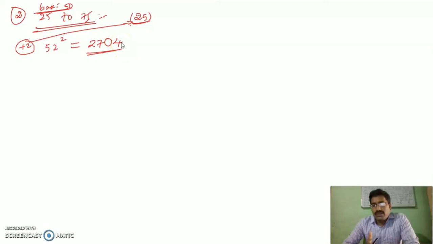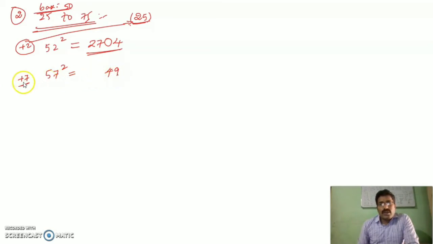So clear friends, what is first step? Take given number, how much more than 50. Square that number and fill 2 digits. Next add that number to 25. Next 57 square. 57 is how much more than 50? 7. So write plus 7. 7 square value 49. So add 7 to 25. 25 plus 7, 32. So 57 square value 3249.